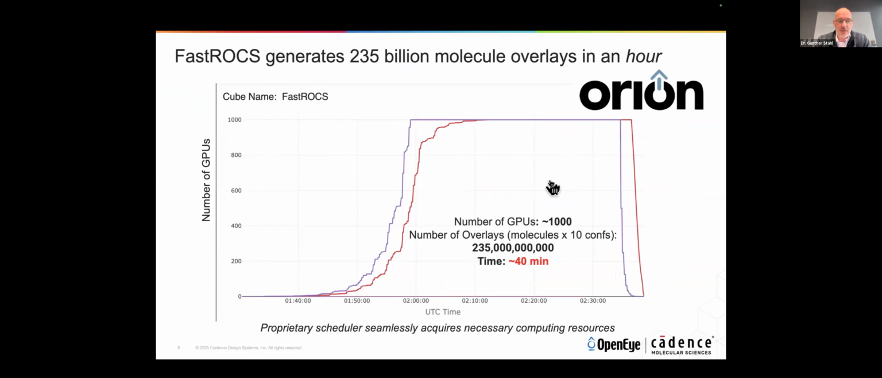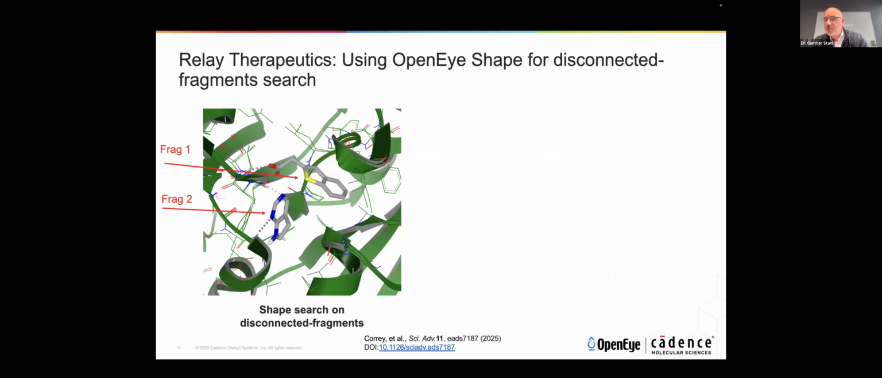Before I wrap up, maybe one more goodie on what you can do with shape and shape-based comparisons. This is work that Relay Therapeutics released not too long ago. They were working in the COVID era on the structures, the fragment hits that were created by the Diamond Light Source. So there is a bunch of fragment screens and crystal structures where you can find fragments sitting in the same active site, sometimes close to each other.